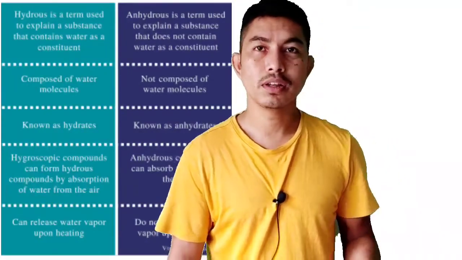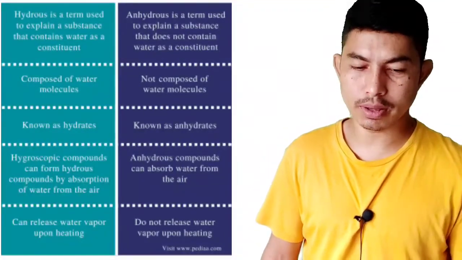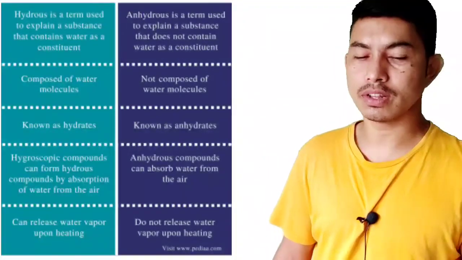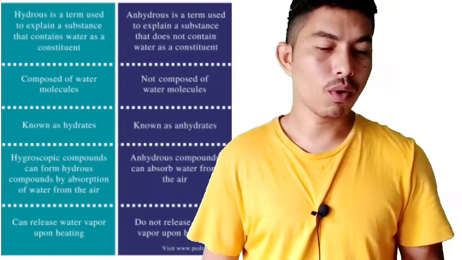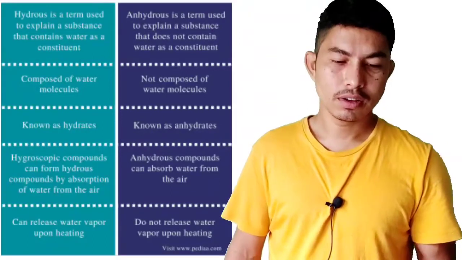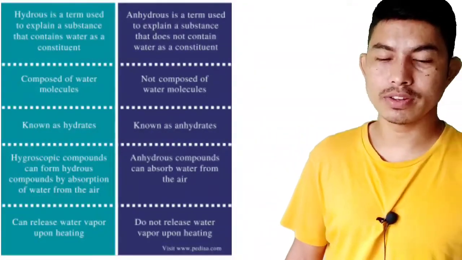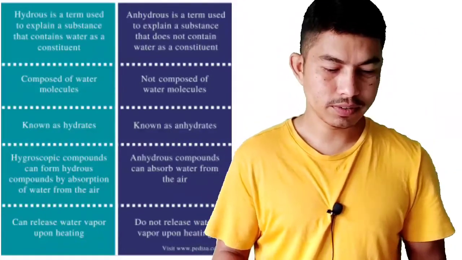The next we have is hydrated and anhydrous substances. Simply, hydrated substances are those that contain water molecules in them, and anhydrous substances are the ones that do not contain water in them. For example, copper sulfate is a hydrated substance, whereas sodium chloride is an anhydrous substance.